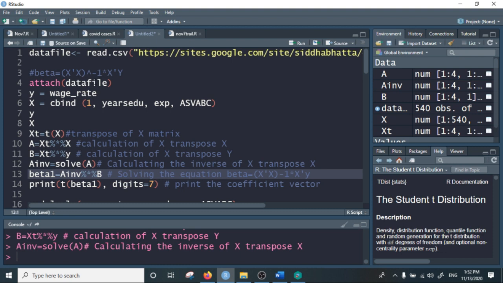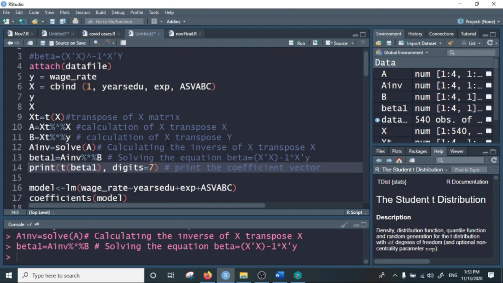And finally, we have defined the second part and named it B. We defined X transpose X and named it A, and then we found its inverse and named it A inverse. Our final command would be to multiply these two parts, the later part with the previous part. The previous part is A inverse, the later part is B. So finally we multiply the two parts, A inverse times B, and we save this as beta 1. So now beta 1 is our beta matrix.